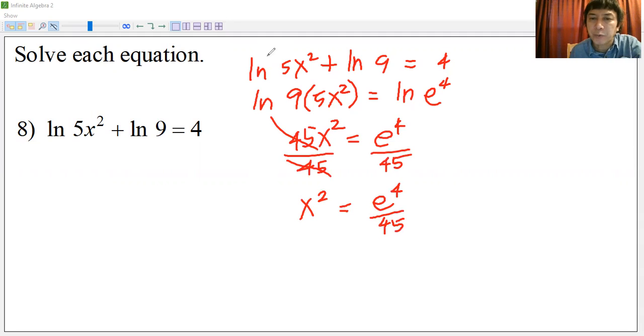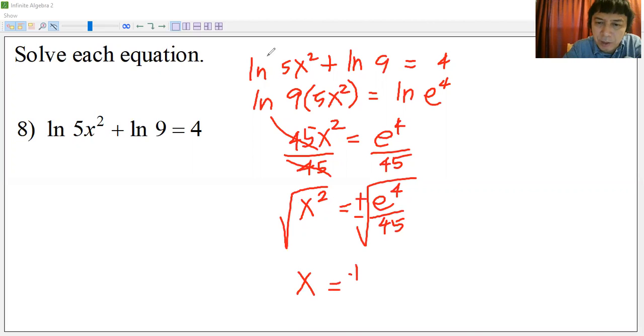Now we shall apply square root, okay? Square root. So the square root and the square root, we have a plus or minus value. And so this next line here is just x, okay? And we have here plus or minus. We can rewrite the square root of e to the 4. That will be e to the 2, okay? There. And then we have the square root of 45 at the bottom, okay? The square root of 45. And we can split the 45 to the square root of 9 and the square root of 5.